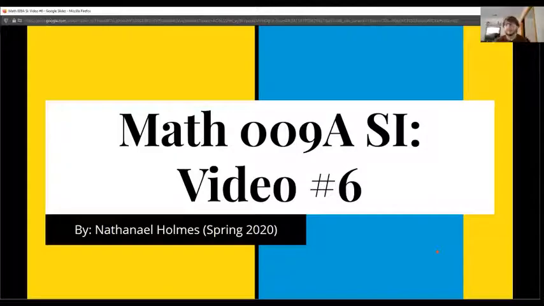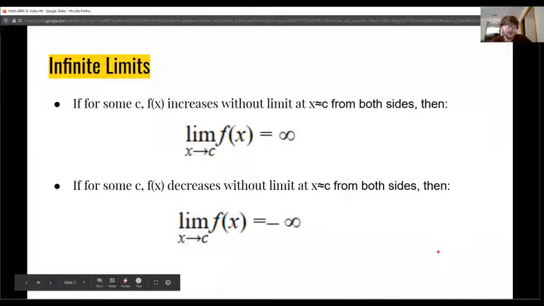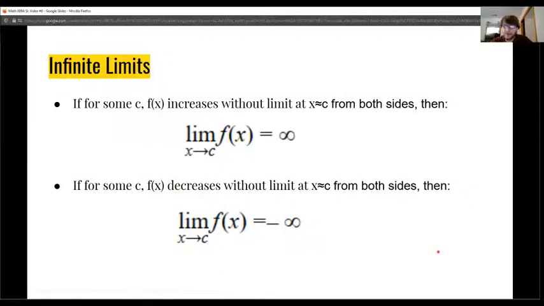Today we're going to be going over infinite limits and vertical asymptotes. So let's go ahead. Starting off, infinite limits. If for some c, f of x increases without limit as x is approximately c from both sides, then the limit as x approaches c of f of x is equal to infinity. And similarly, if for some c, f of x decreases without limit as x is approximately c from both sides, then the limit as x approaches c of f of x is equal to negative infinity.